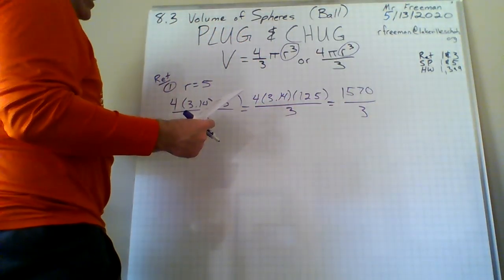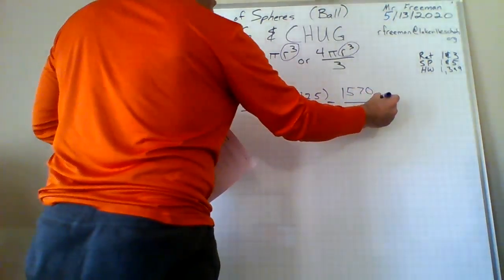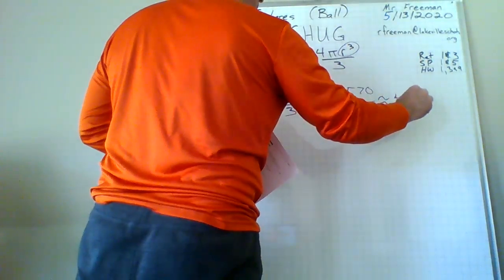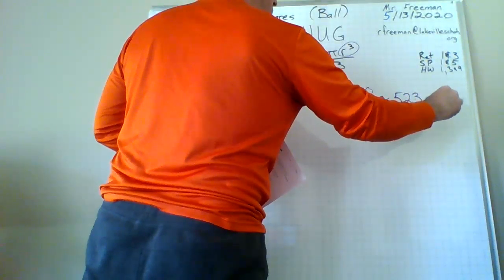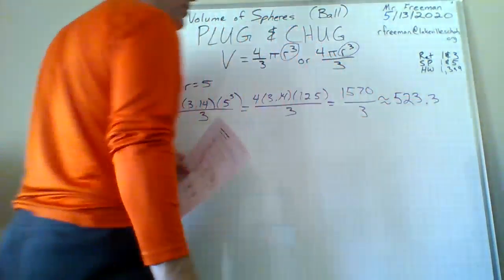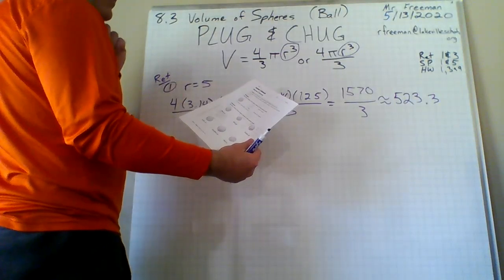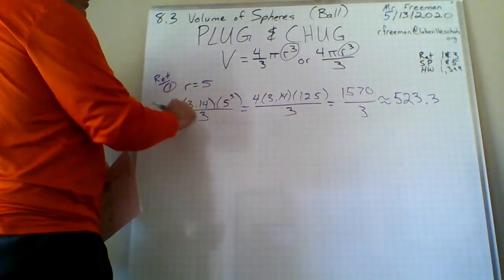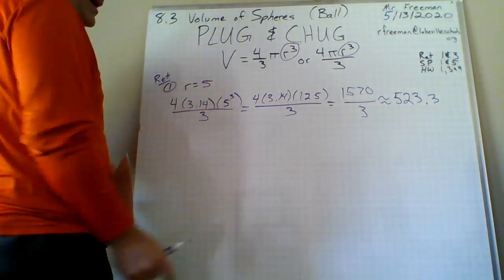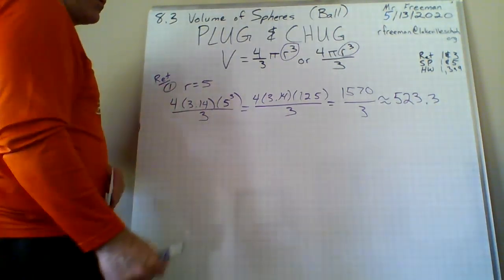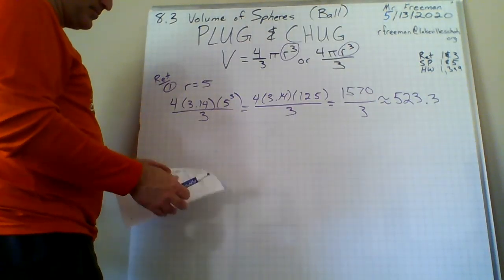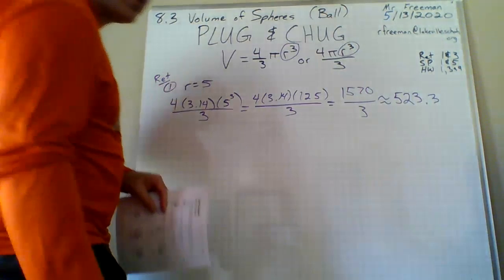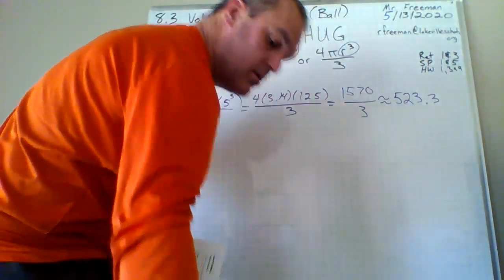And when you divide that by 3, you get an approximation or an estimate of about 523. Mine was closer to 523.3. Your answer key says 523.6. Again, these are going to be a little off because I think when they did these, they put the symbol pi in on the calculator instead of 3.14. No biggie. Okay. Moving on to number 3. I'm going to change marker color here so you can see the difference.